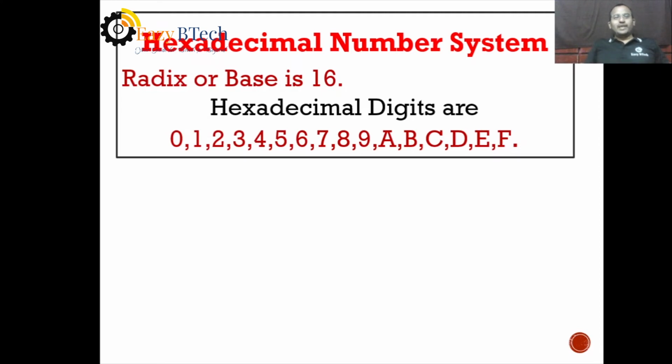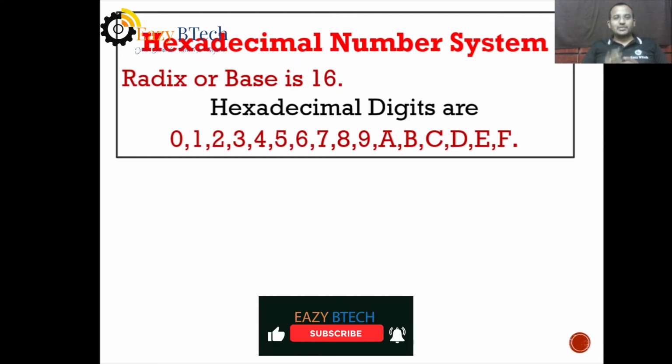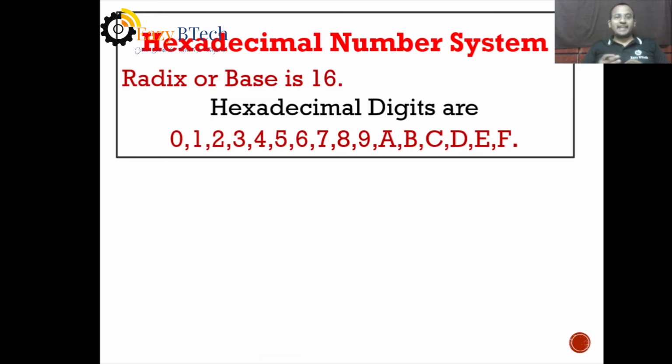So till now we have seen the octal number system, binary number system, and decimal number system. For the binary number system, the base or radix is 2. For the octal number system, the base or radix is 8. Whereas for the hexadecimal number system, the radix or base is 16.